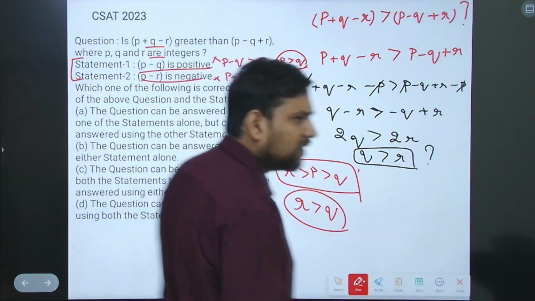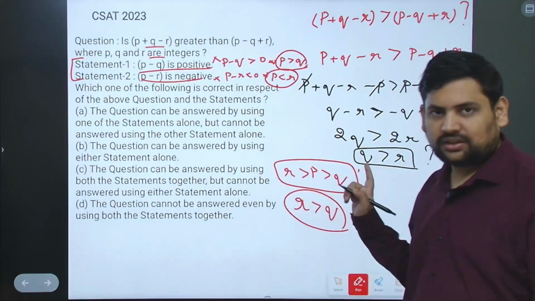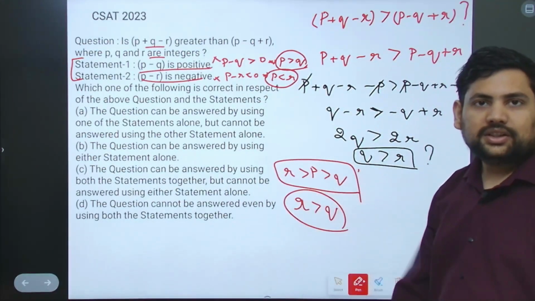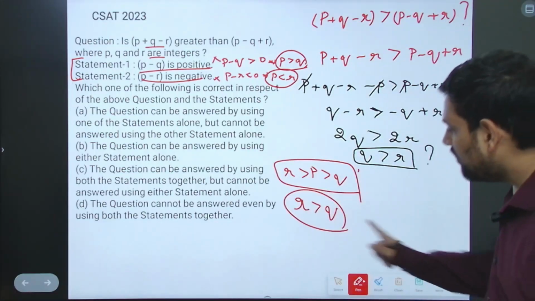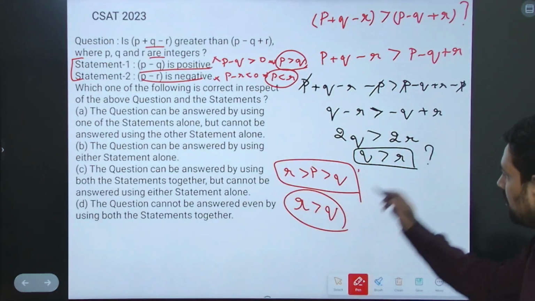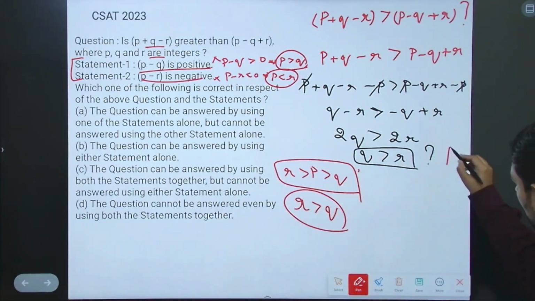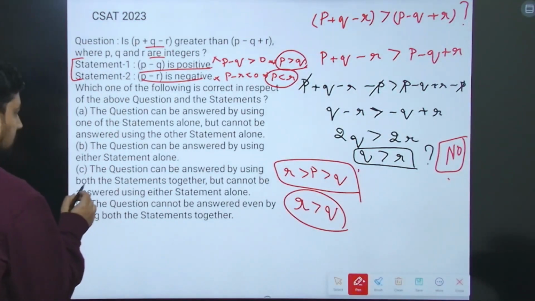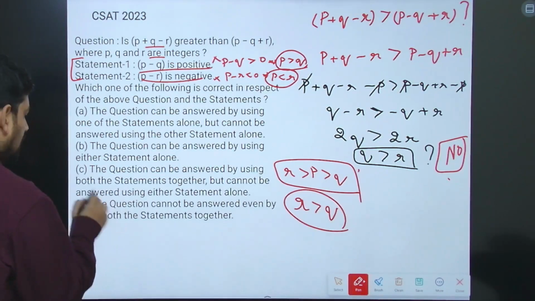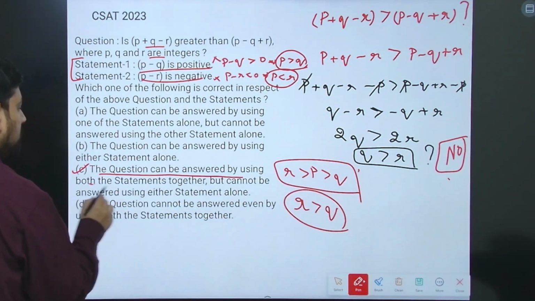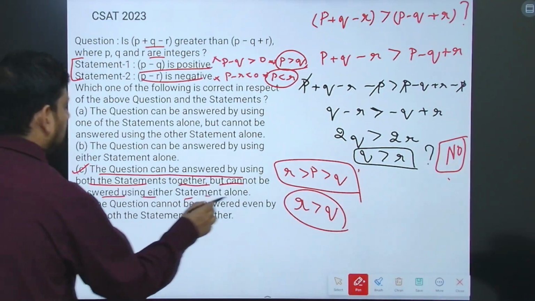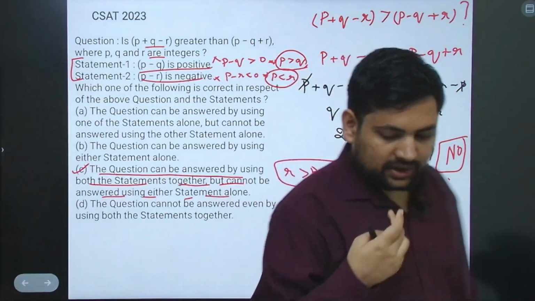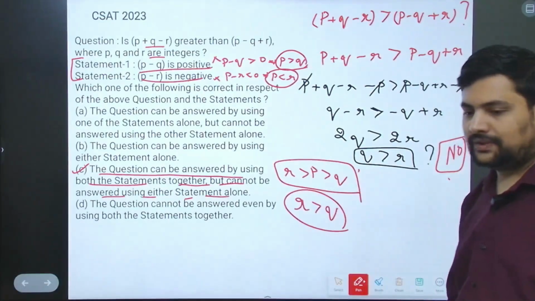Now this does not matter, whether the answer comes yes or no. Yes or no does not matter. As I told you, this is a yes-no question. Can you tell it definitely? Yes. You can say, is Q greater than R? The answer is a definite no. That means this is sufficient. So both statements together: the question can be answered by using both the statements together, but cannot be answered using either one of the statements alone. This becomes your answer. Understand?